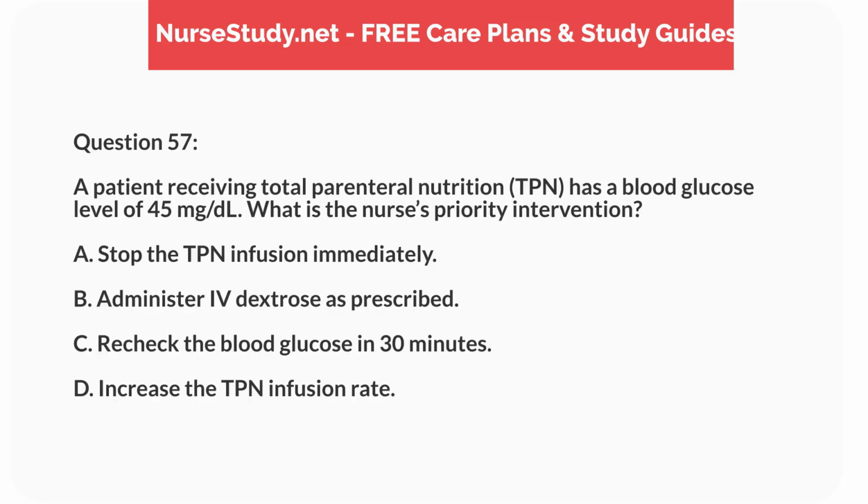Question 57. A patient receiving total parenteral nutrition, TPN, has a blood glucose level of 45 mg per deciliter. What is the nurse's priority intervention? A. Stop the TPN infusion immediately. B. Administer IV dextrose as prescribed. C. Recheck the blood glucose in 30 minutes. D. Increase the TPN infusion rate.